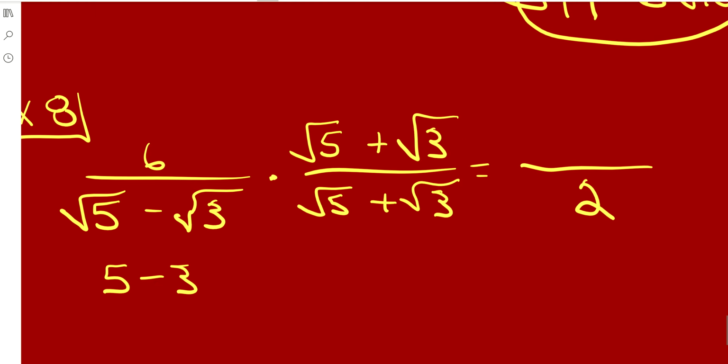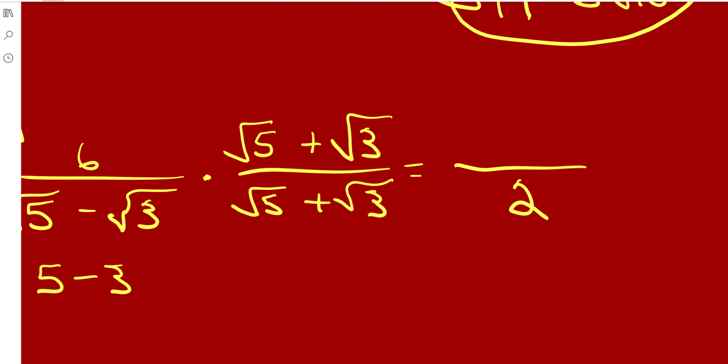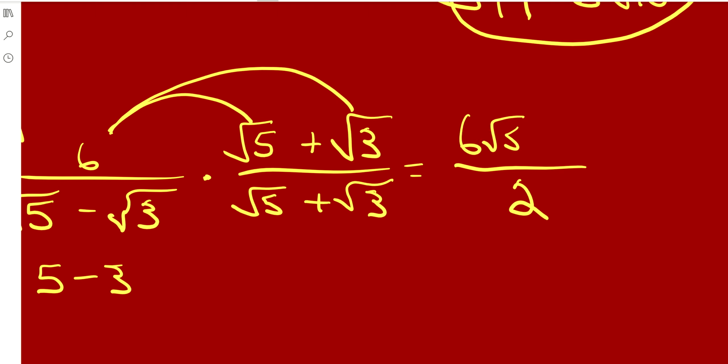Then I've got to distribute the 6 times the square root of 5, like this. Distribute this way. So that's going to give me 6 root 5 plus 6 root 3. And this is where we're at thus far.